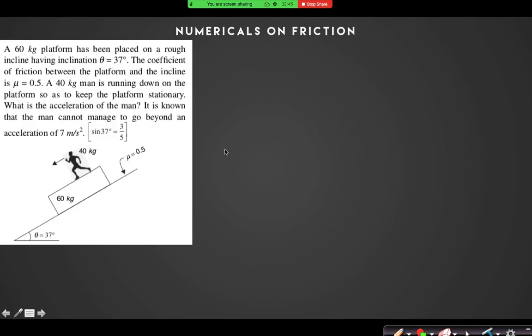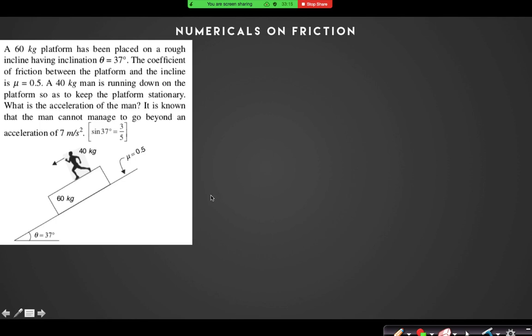The question says a 60 kg platform has been placed on a rough incline having inclination theta equal to 37 degree. The coefficient of friction between the platform and inclined plane is 0.5. A 40 kg man is running down on the platform so as to keep the platform stationary. What is the acceleration of the man? It is known that the man cannot manage to go beyond an acceleration 7 meter per second square.